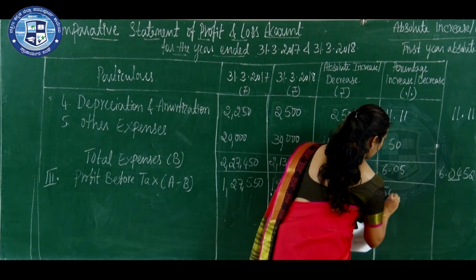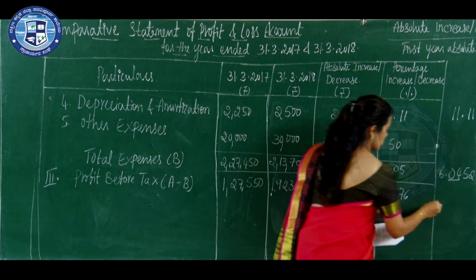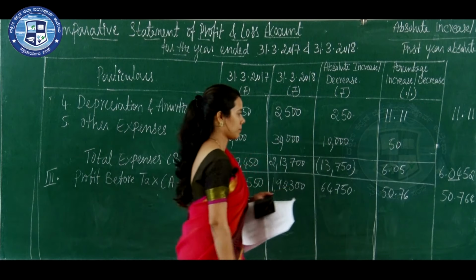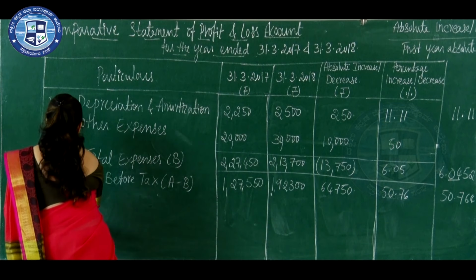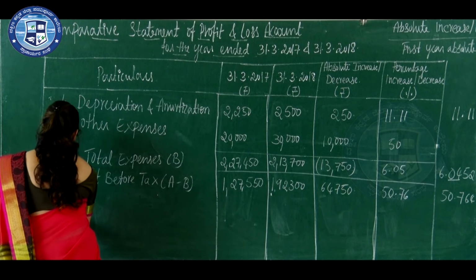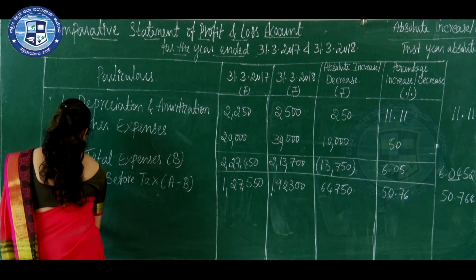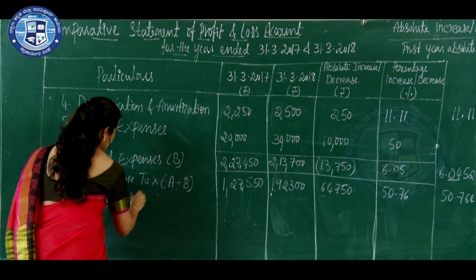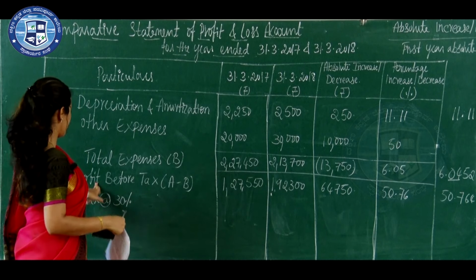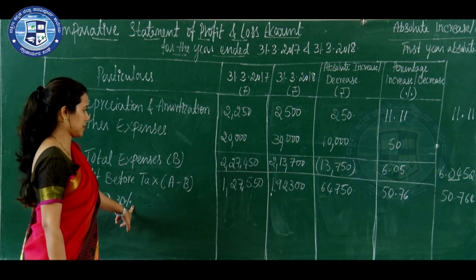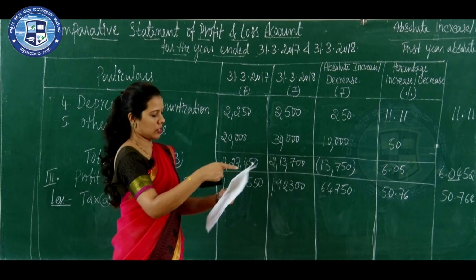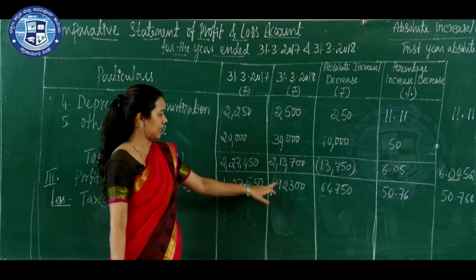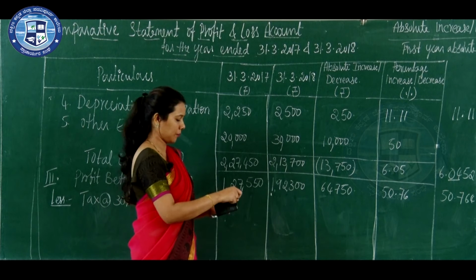So 50.76%. The actual answer is 50.7644. So 50.76. Then from this, minus the tax at the rate of 30%. So after finding out profit, charge tax at 30%. For both years it is 30%, it is mentioned in the question. So charge 30% on 1,27,550 as well as 1,92,300.